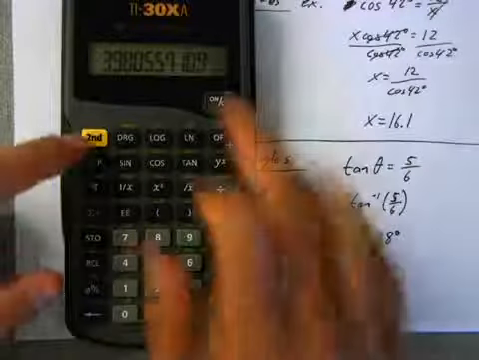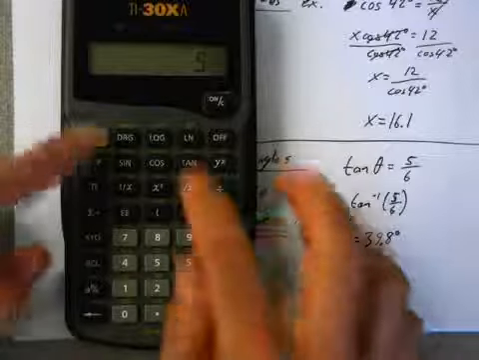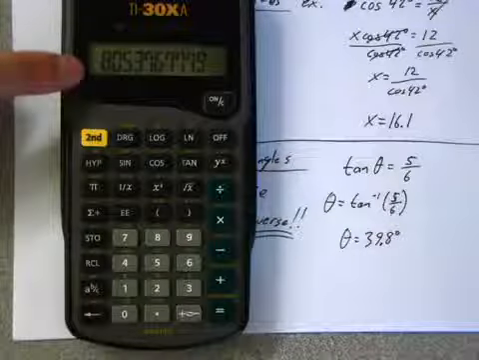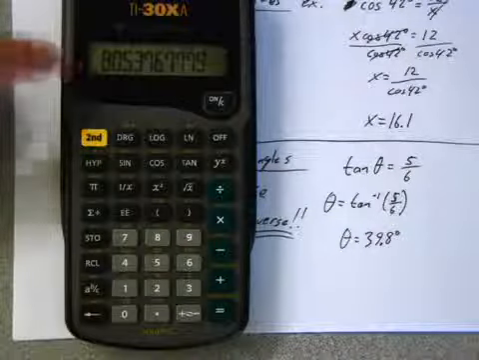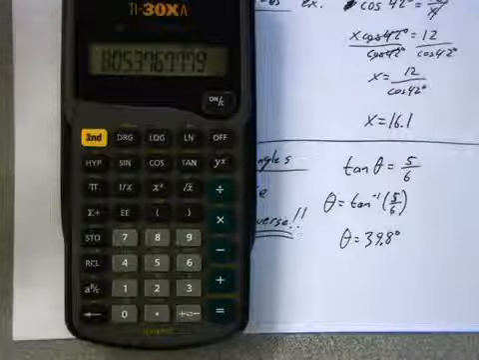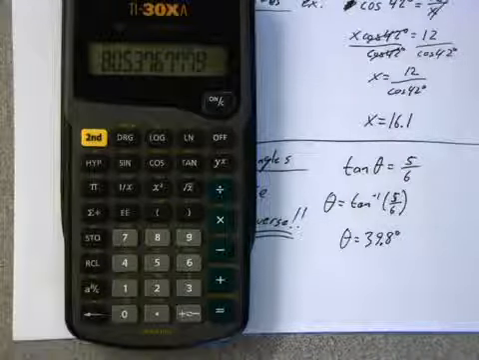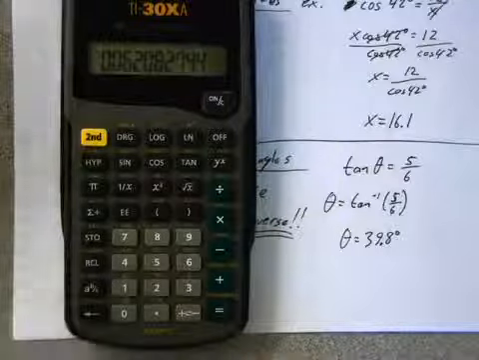If I do, though, 5 divided by 6 and hit shift tan, what just happened there? Well, right there, it's now just taken the inverse tan of 6. It didn't do the division first, it did the inverse tan first. And when I hit equals, things get ugly.